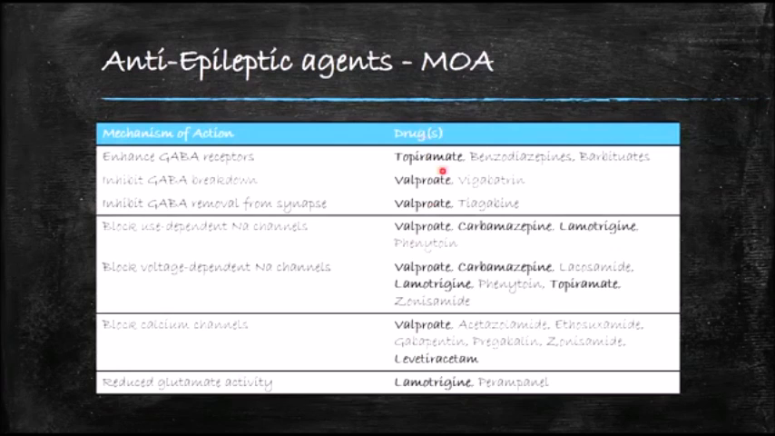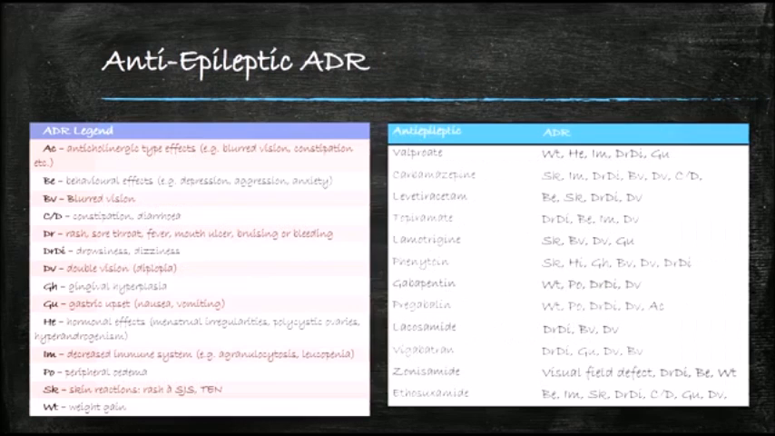So as you can see, valproate works on almost every single one of these methods. So valproate and carbamazepine as well. Those two are your two big first-line drugs for almost all types of seizures, with the exception being your absence seizures, for which you use ethosuximide.